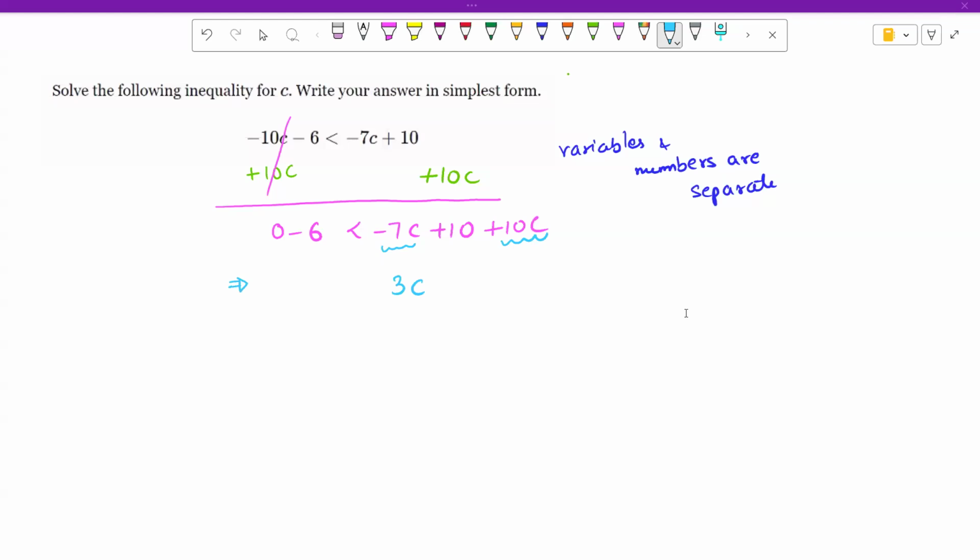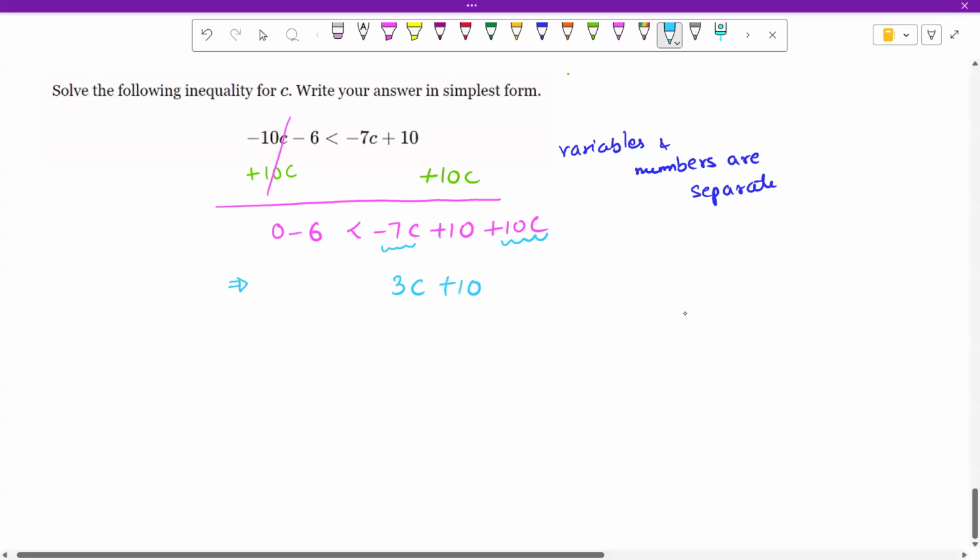Okay, what is the first thing that we got? 3C. What else do we get on the left and on the right side? First, on the right side, what do we get? On the right side, it would be 3C plus 10. 3C plus 10. Very good.